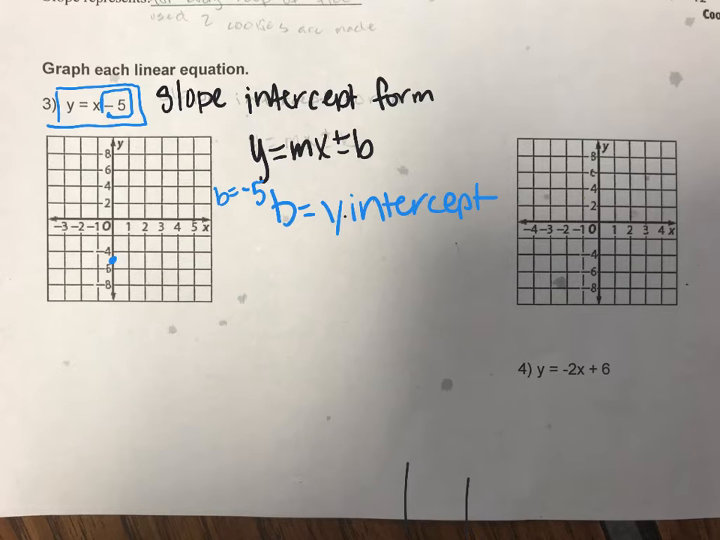The other thing it gives us is a slope. Even though there's no number there, in front of x there's an unwritten 1, and we always put our whole numbers over 1. So the slope, or your m, is 1 over 1. Based on that, we're going to rise and run, as we talked about the other day. Rise 1, run 1. That's going to be your next dot. Rise 1, run 1, and again.